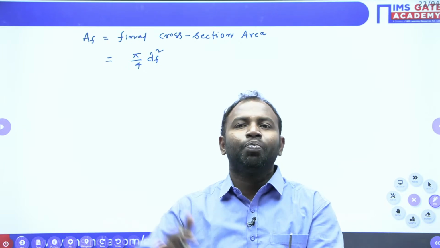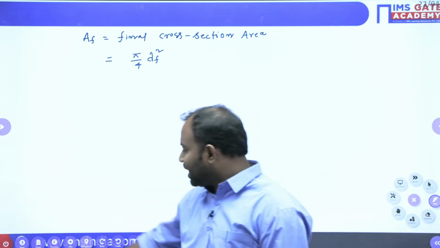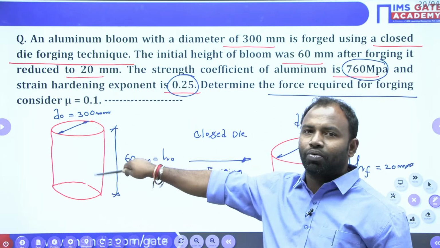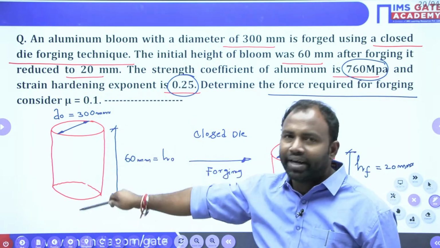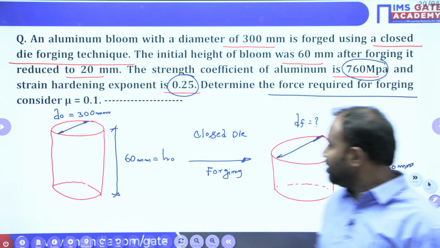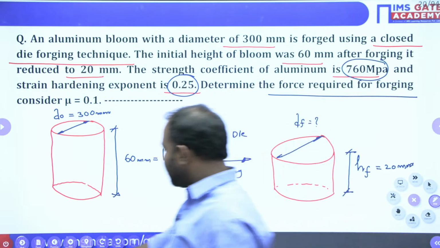That means volume before forging equals volume after forging. Now let us go for what is the volume over here. The volume of this component is equal to the volume of this final component. How can we calculate the volume of this component? Area into height is the volume of the component.